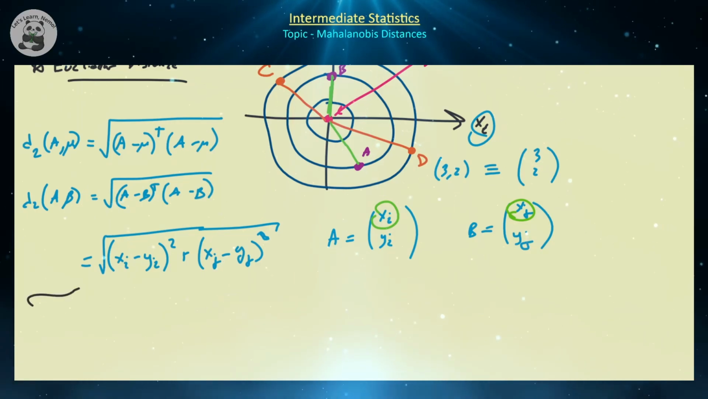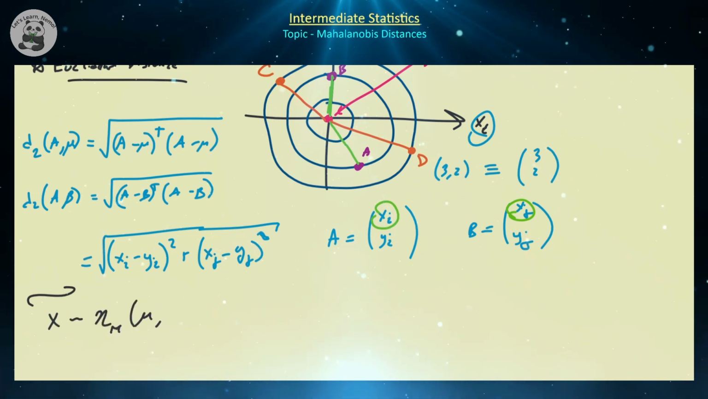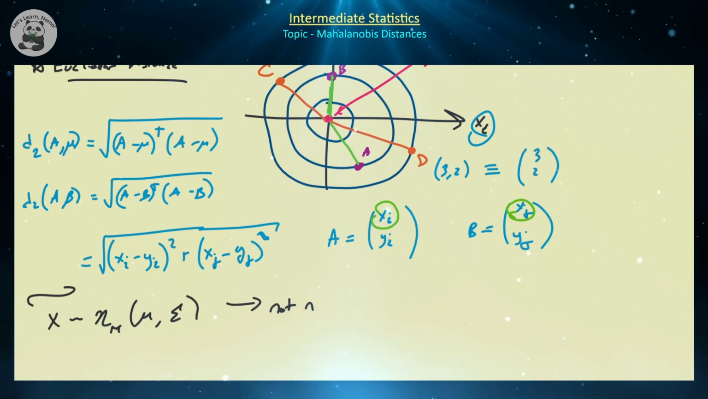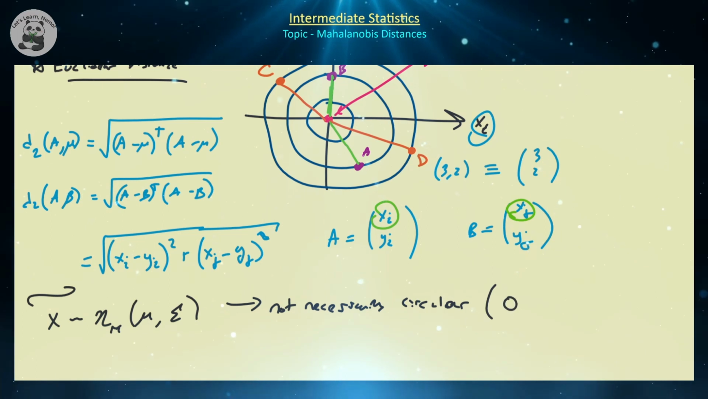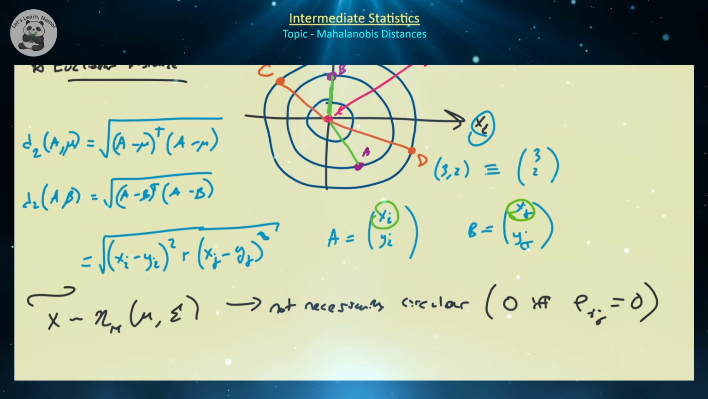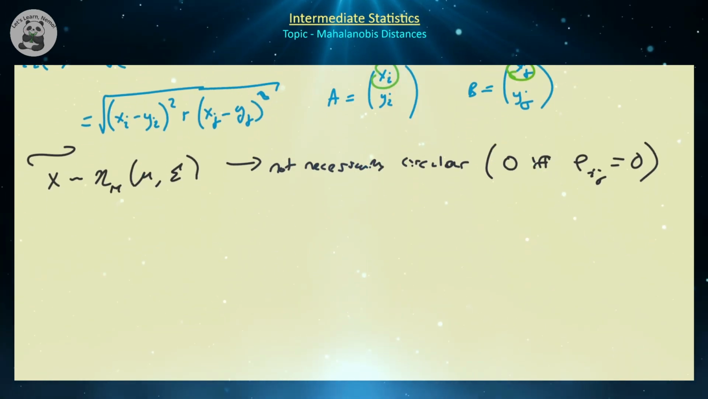Now, keep in mind that if x is associated to a multivariate normal distribution whose mean vector is mu and covariance matrix is sigma, then the two-dimensional projections of the multivariate distribution are not necessarily circular. So that's very important to keep in mind. It's only a circle if and only if the correlations between i and j are equal to 0. That is, they're independent in some sense. So if they are not circular, then they, of course, will be elliptical.